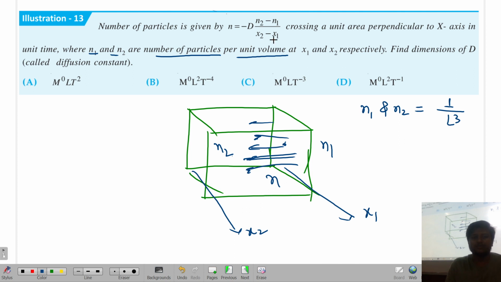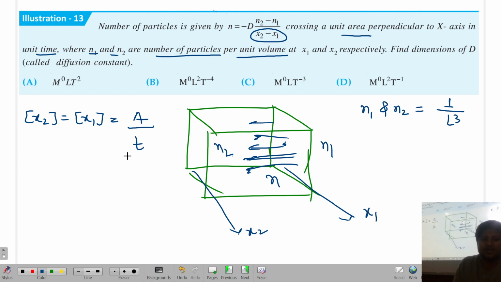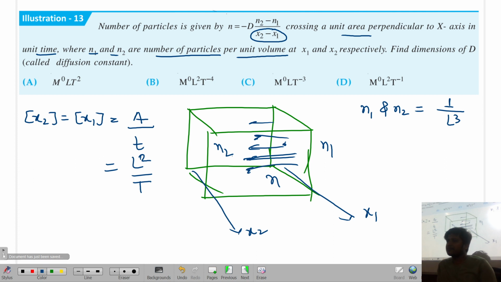What is the dimension of x2 minus x1? They say it is the number crossing a unit area perpendicular to the x axis in unit time. So x2 and x1 are not only length, they are actually area with respect to time. Since they are in subtraction, the dimensions of x2 should be equal to the dimensions of x1. So they have dimensions of area divided by time. Area has dimensions L square, and time has dimension T. So the dimension of n2 minus n1 is 1 by L cube, and the dimension of x2 minus x1 is L square by T.